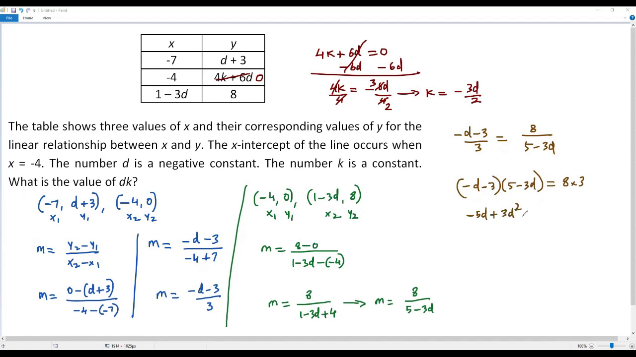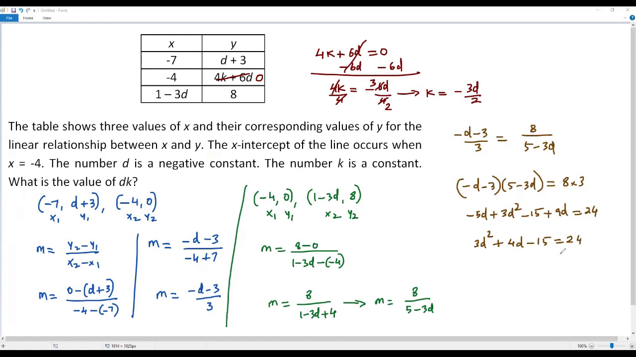Negative 3 times 5 is negative 15. And negative 3 times negative 3d is positive 9d equals 24. Okay, now let's rearrange the terms on the left side. Let me write this 3d square first. Then we can combine this negative 5d and positive 9d. I am getting positive 4d. Then we can write the constant negative 15 equals 24.